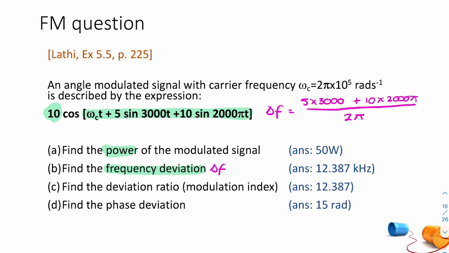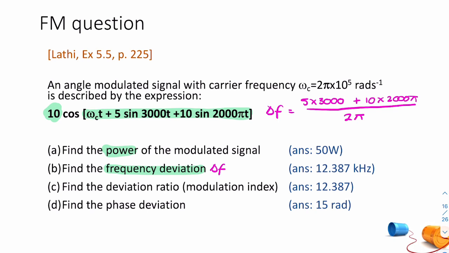And remember, we're not looking at the instantaneous frequency, we're looking at the maximum frequency deviation. So we need to subtract omega c, or omega c over 2 pi, which is fc. And we can assume that these two sines will both be equal to 1 at some point in time. So you can add the 5 and 10 together. That's why we allow ourselves to do that. And if you calculate that, that should give you 12.387. And that's in kilohertz.